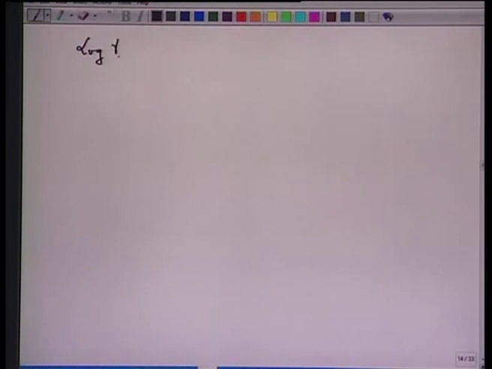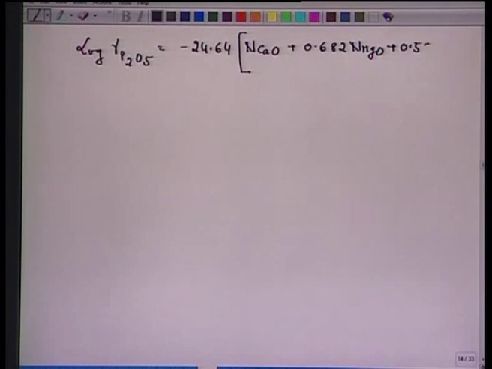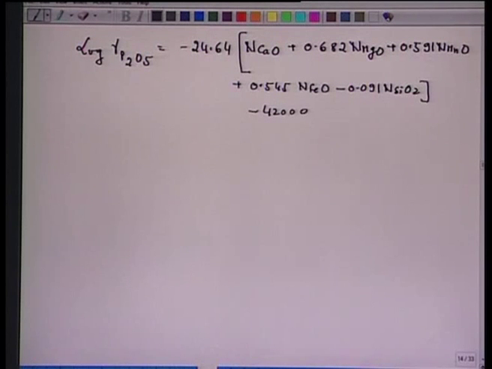Log gamma P2O5 is equal to minus 24.64 NCaO plus 0.682 NMgO plus 0.591 NMnO plus 0.545 NFeO minus 0.091 NSiO2 minus 42,000 upon T, where T is in Kelvin, plus 23.58. This is equation number 30.